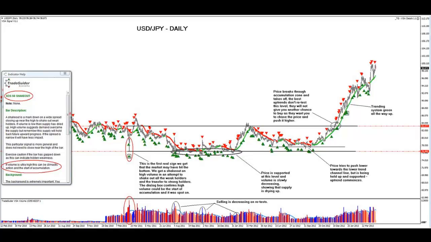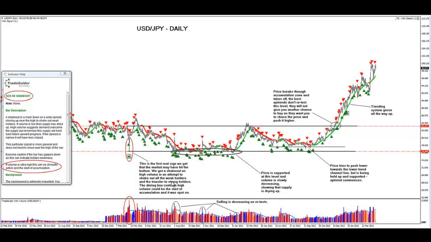So the next phase is the accumulation phase. Now, I've taken this down to a daily chart because I want to explain it in a little more detail. The first thing you can see here is we have a shakeout. Now, on my trade guide plugin, these give great descriptions of what's happening in the market. We've got a shakeout here. It's a markdown on a widespread bar closing near the high. That'll shake out the weak holders. And if volume is ultra high, this can be climactic action at the start of accumulation. So this is the first real sign we may have hit the bottom.